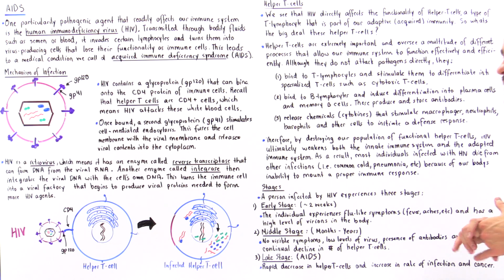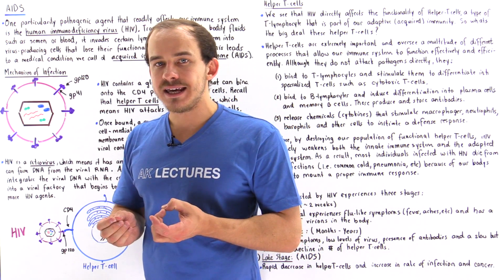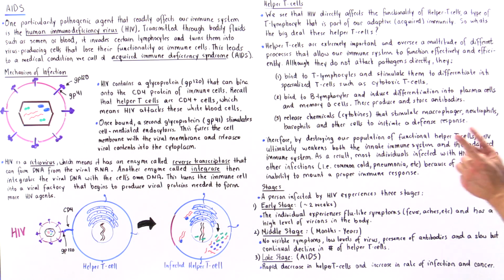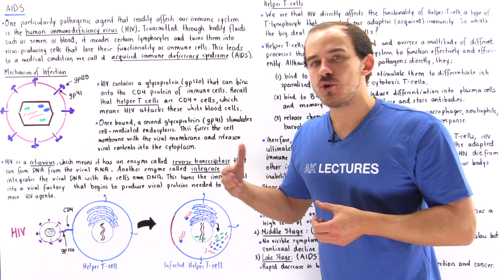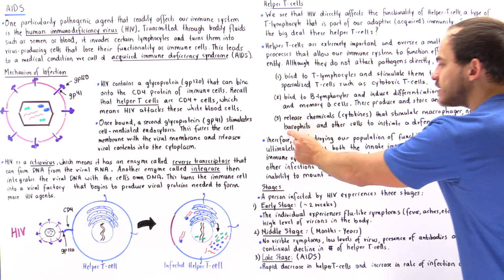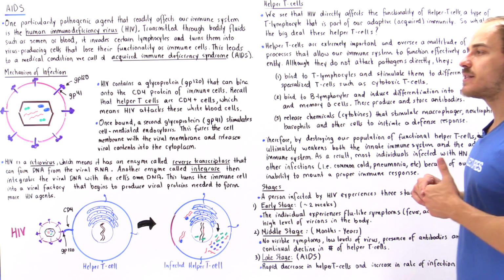Now, these helper T cells also release special chemicals called cytokines. And these cytokines not only induce white blood cell differentiation, but they also stimulate the cells of our innate immune system. These are our macrophages, neutrophils, basophils, and other white blood cells of our innate immune system.